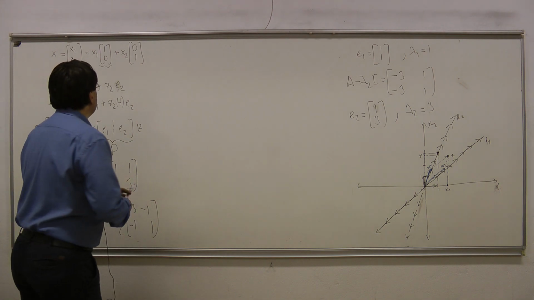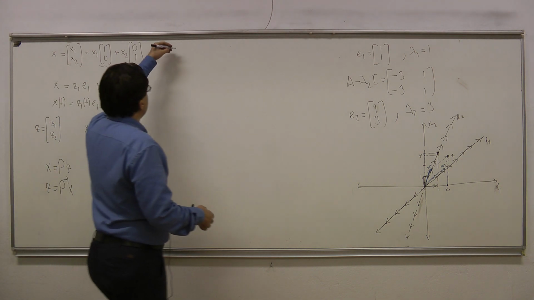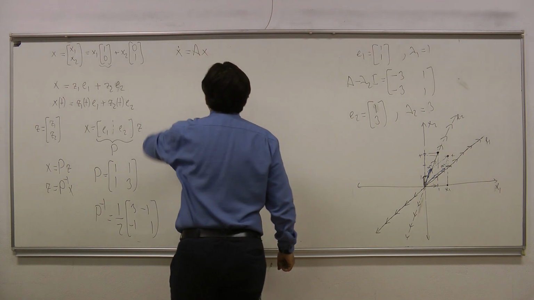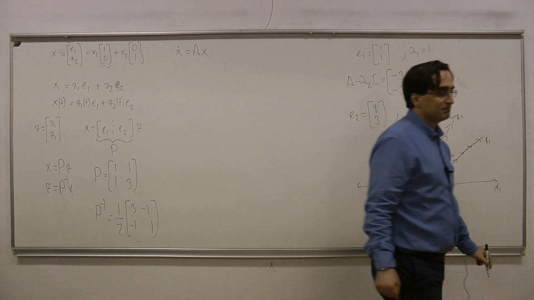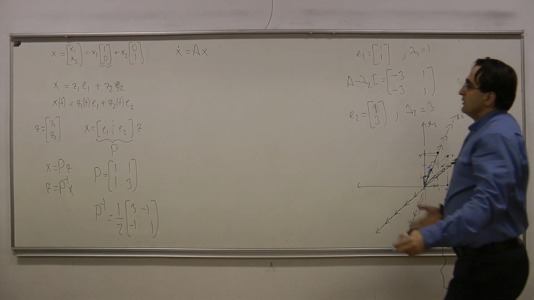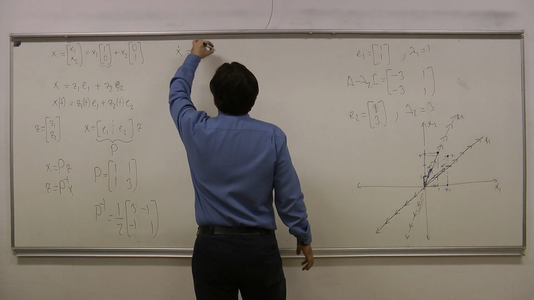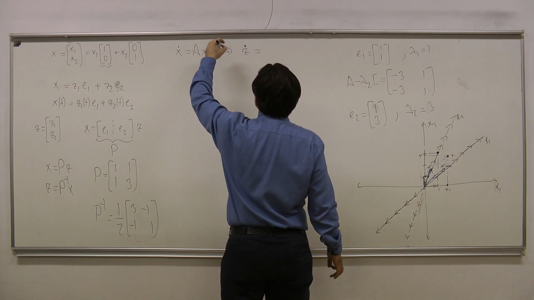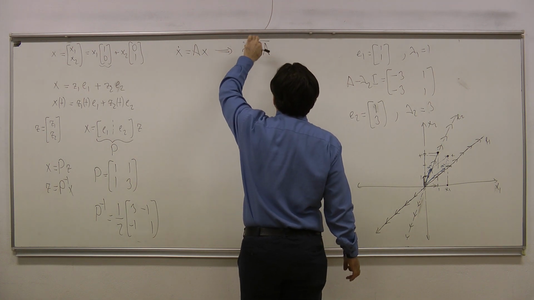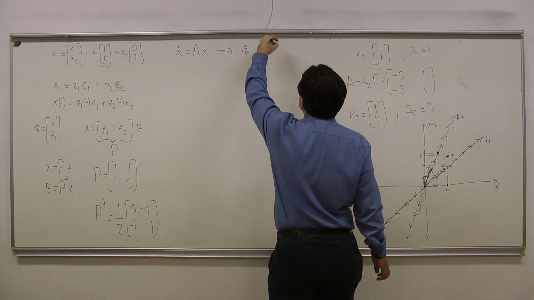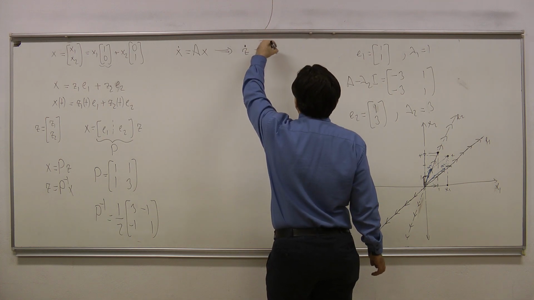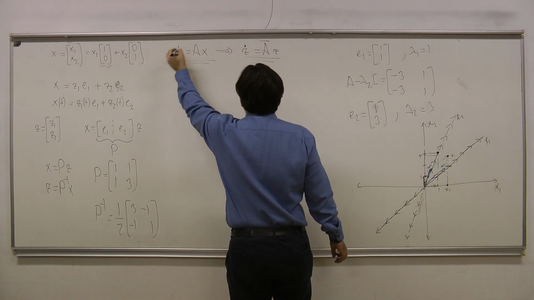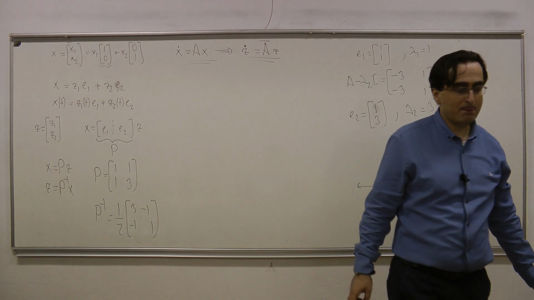Now let us try to change the state vector in this system equation, x dot is equal to Ax. I want to obtain the new dynamics of the system. I need to write the new dynamics: z dot is equal to a new A matrix, which is going to be called A bar, times z. I need to make the state conversion from here to here.